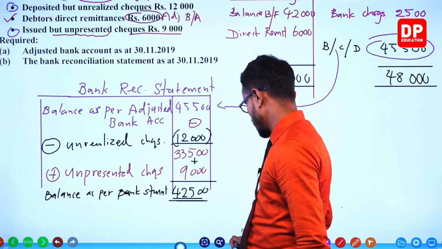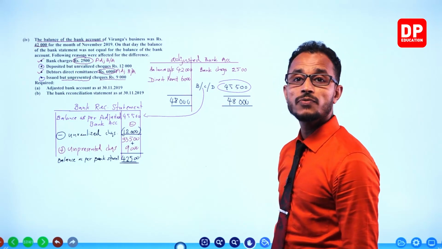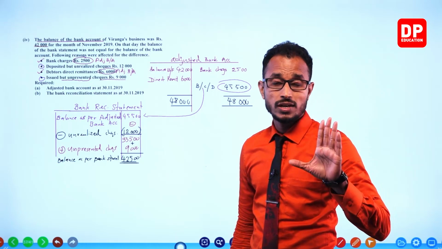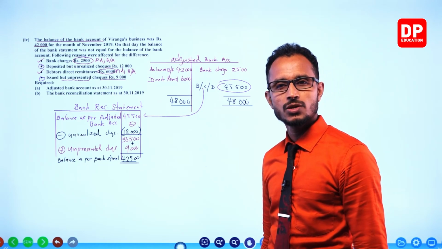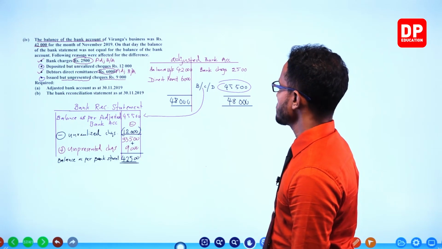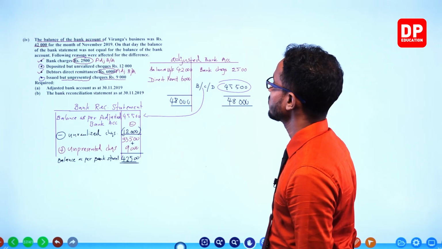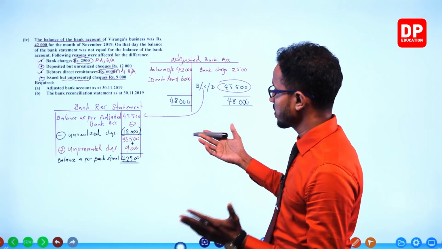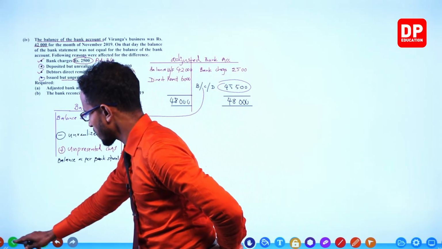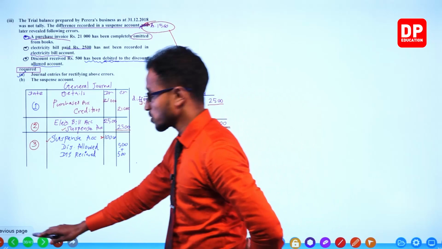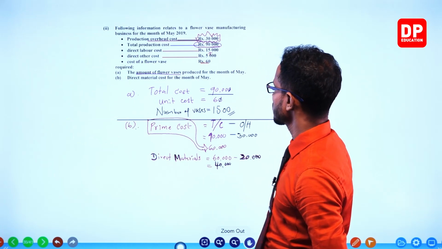Okay, if you want to look at the entire thing, there you go. You have the last part of the sixth question of this paper. It's a bank reconciliation question. Done deal. And we are going to end this session with the bank reconciliation question. This is the last part of the 6th question.